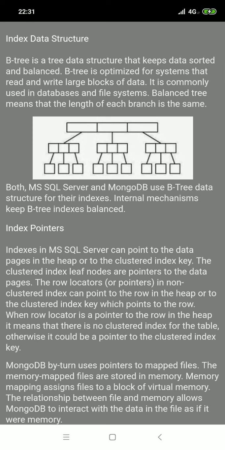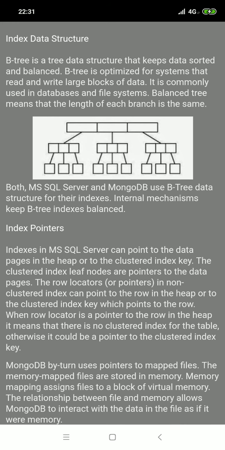Index data structure is done in both the databases with the help of B-tree. B-tree is a data structure that keeps data sorted and balanced. B-tree is optimized for systems that read and write large blocks of data. It is commonly used in databases and file systems. Balanced tree means that the length of each branch is the same. Both Microsoft SQL Server and MongoDB use B-tree data structure for their indexes. Internal mechanisms keep B-tree indexes balanced.